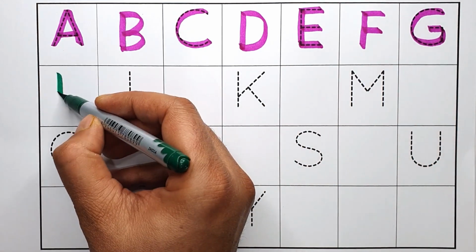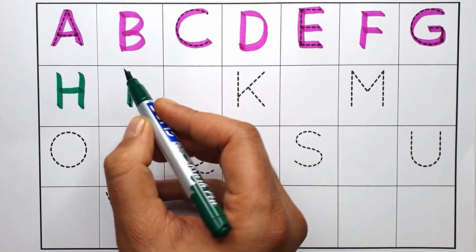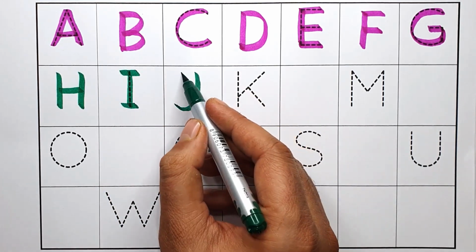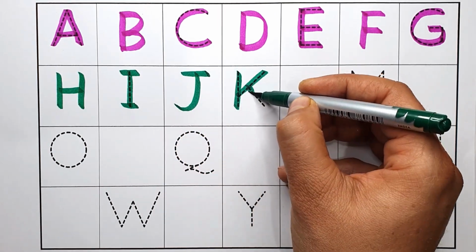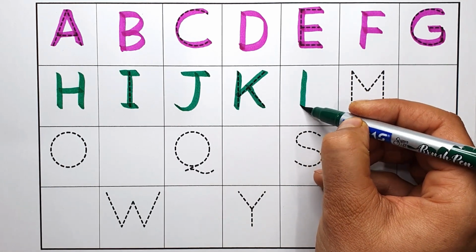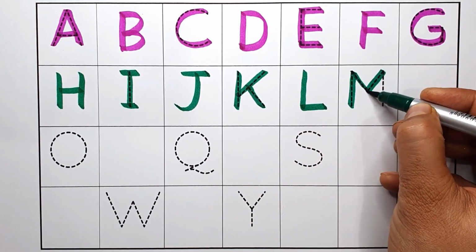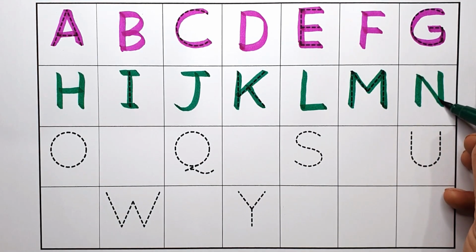Green color. H, H for horse. I, I for ice cream. J, J for juice. K, K for kite. L, L for lion. M, M for mango. N, N for nest.